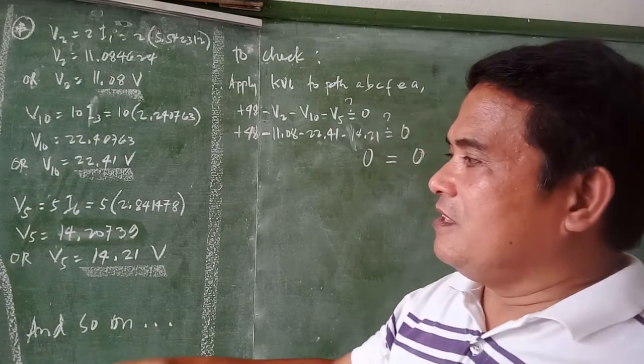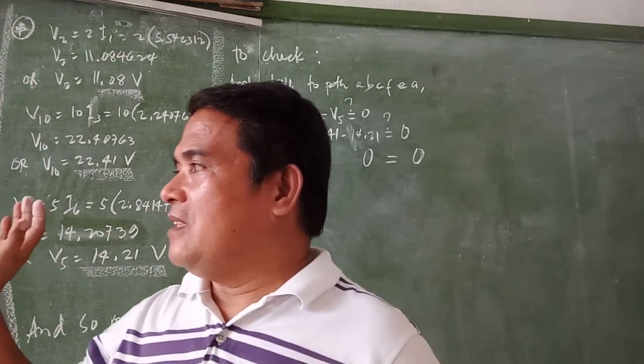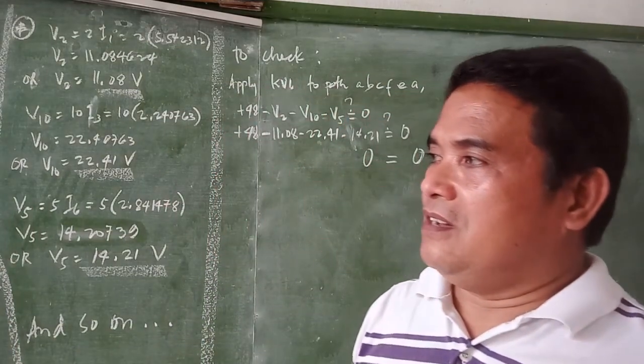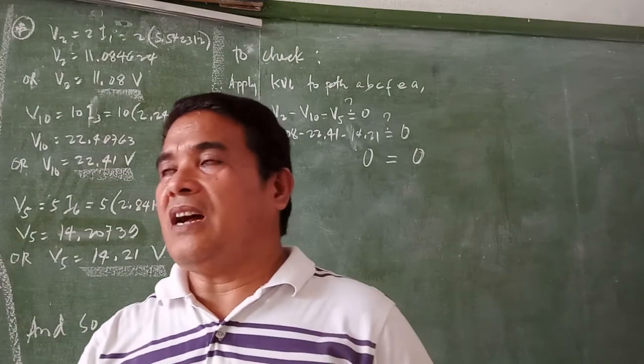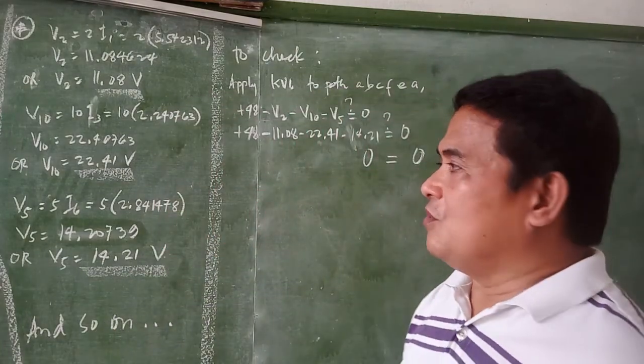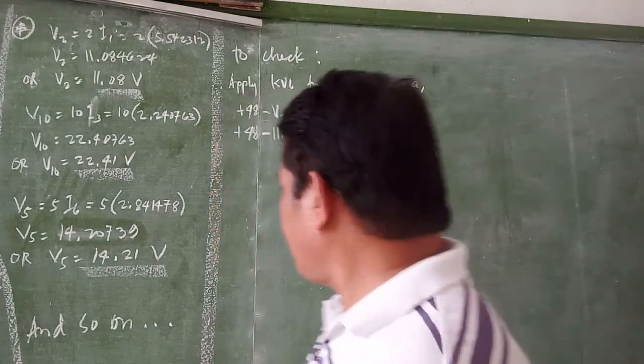Similarly, you can apply the current law to other nodes which we have not considered in the solution. And of course, the current law should confirm also that the values are correct.